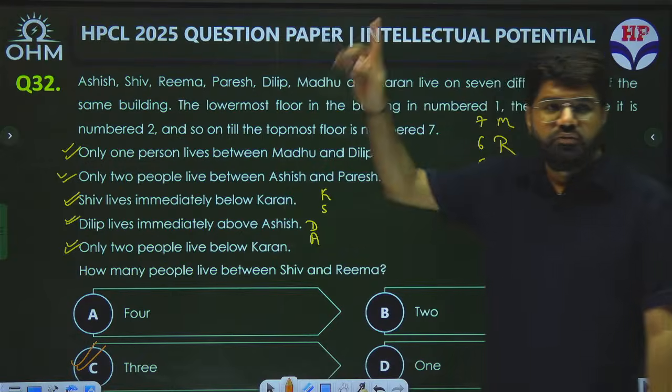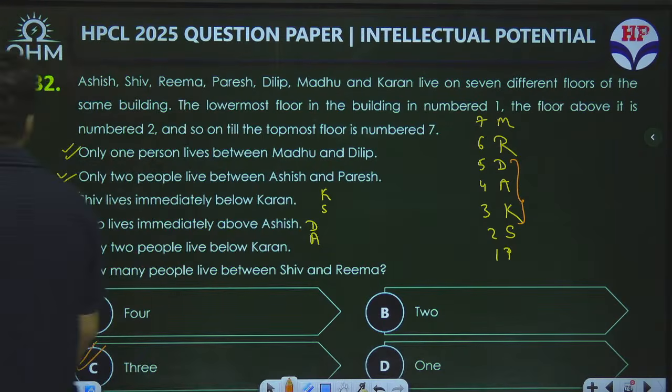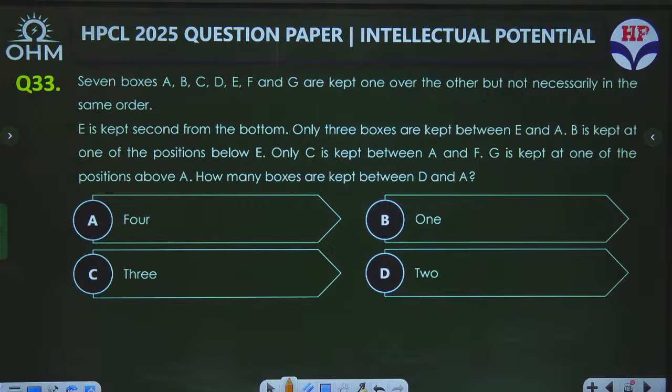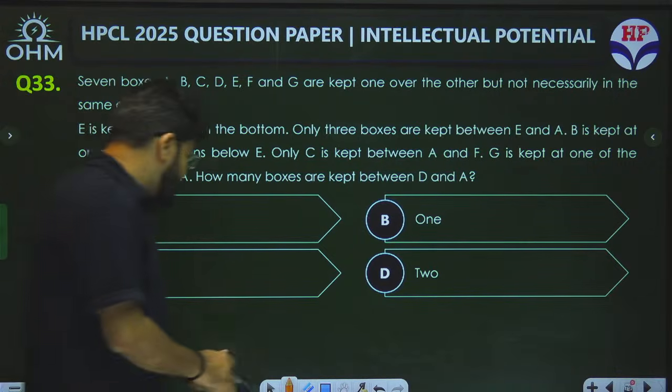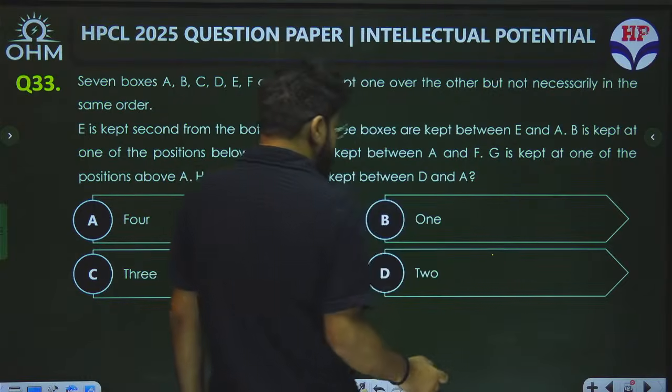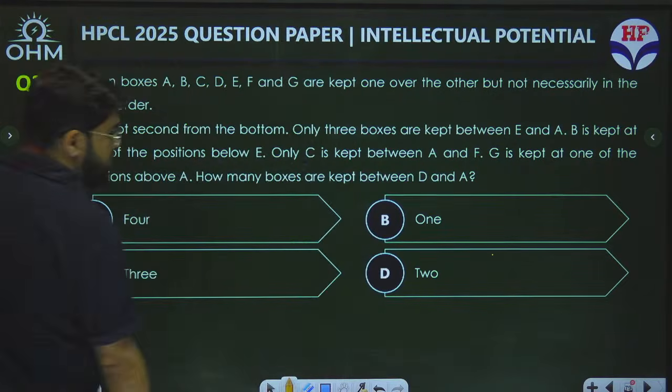Again a sort of linear arrangement only. Question 33: 7 boxes, A, B, C, D, E, F, G are kept one over the other, but not necessarily in the same order. E is kept second from the bottom. So again, I'll have to form a linear case here.